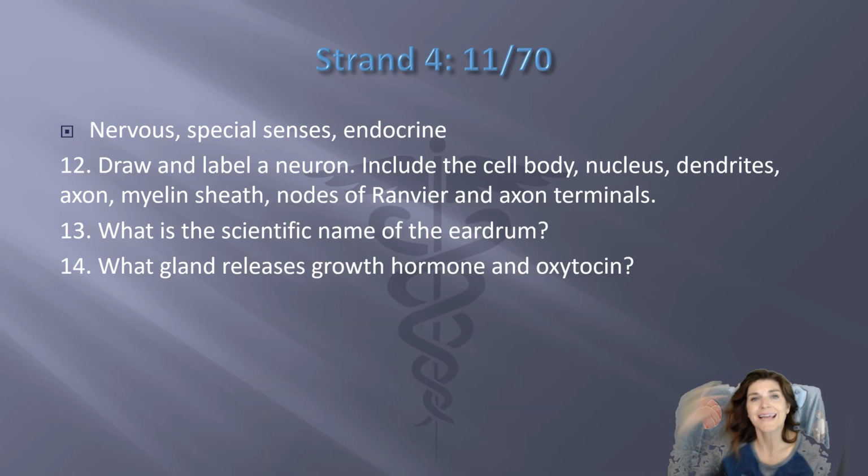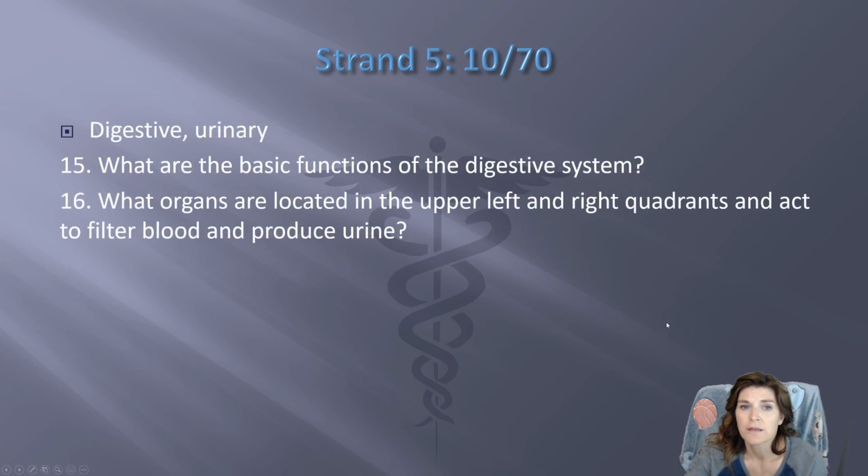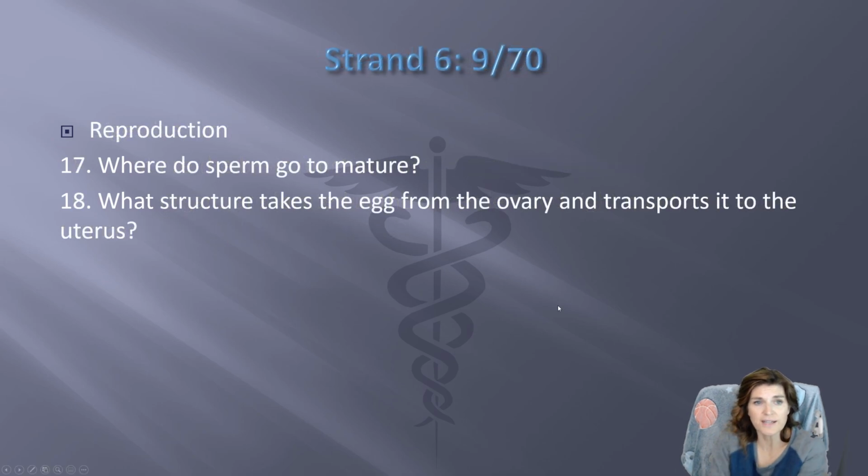Okay, and then what gland releases growth hormone and oxytocin? Strand 5 included the digestive and urinary systems, and I would like you to answer the functions of the digestive system as well as which organs produce urine. 10 out of 70 of those points. Strand 6 was reproduction. I'm going to ask you where sperm go to mature, and then what structure takes the egg from the ovary and transports it to the uterus. So that's reproduction. It had its own little strand.